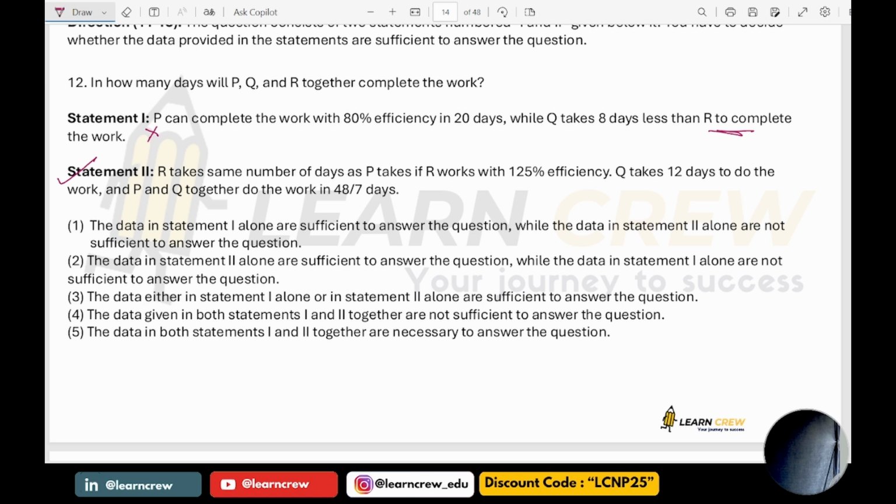Remember, here our job is not to find how many days it will take. We only need to find out whether 1 is sufficient or 2 is sufficient. From 2 we can say in how many days R, P and Q can complete, we will get that here. But this will not give individual days by P, Q, R. So only 2 is sufficient, 1 is not sufficient. So the answer is only 2.